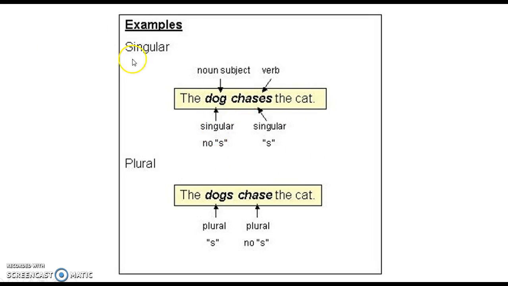So if we have what's called a singular subject, we have a singular verb, such as the dog chases the cat. If we have a plural, that means, remember, there's more than one, so dogs, and the verb becomes chase the cat. So when I'm saying the words subject, verb, and agreement, that's what we're talking about: that these things match up.